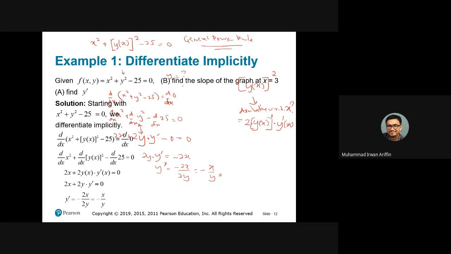Okay, so let's say we have been asked to find the slope of the graph at x equals 3. Because this is the same, let me just make it a bit clearer.